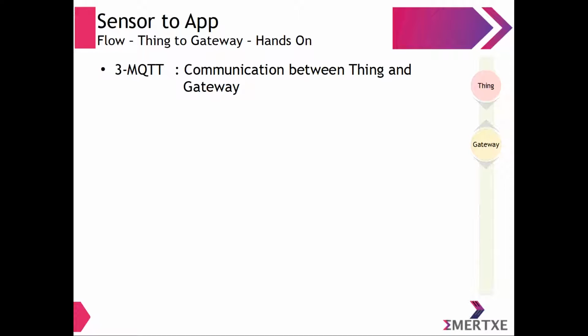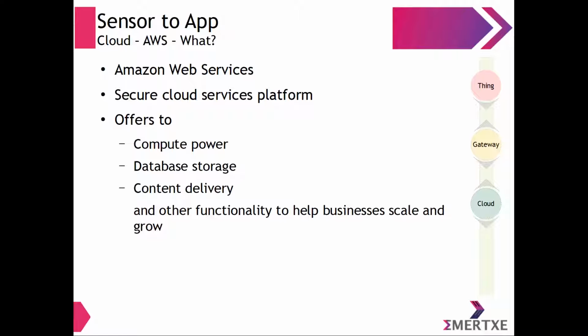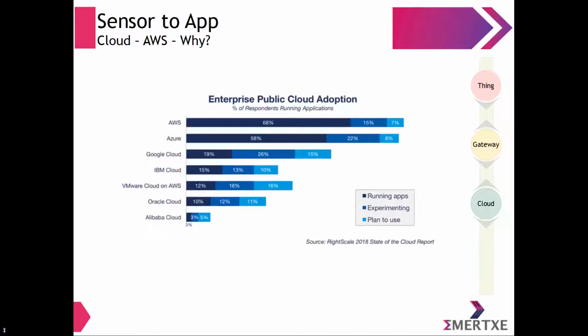Well, now that the communication between the thing and the gateway is already established, let's proceed to the next one, that is from the gateway to the cloud. If you remember, on the workshop day we were discussing the platform AWS, by Amazon, which offers very good secure cloud services and a good computation power, database storage, and many other functions, which is helpful in business growth. And we even discussed the reasons behind why it is so popular.